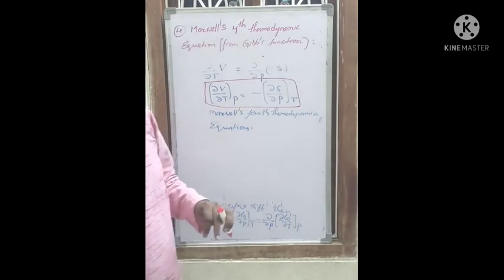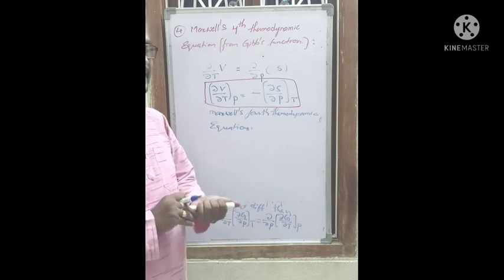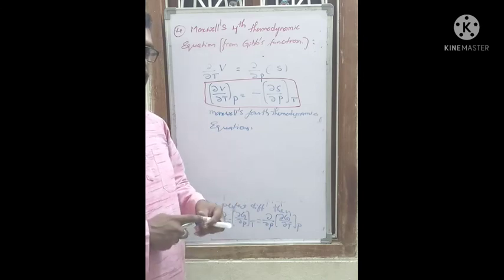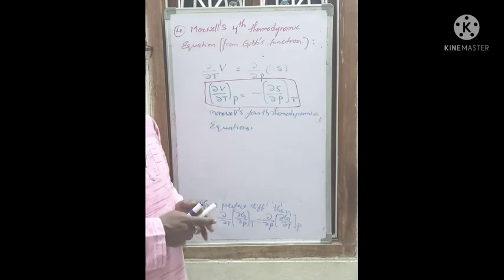These are the four equations: Maxwell's first thermodynamic equation, Maxwell's second thermodynamic equation, Maxwell's third thermodynamic equation, and this is Maxwell's fourth thermodynamic equation.